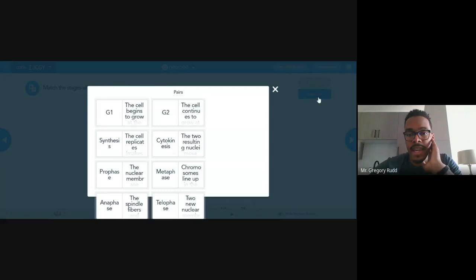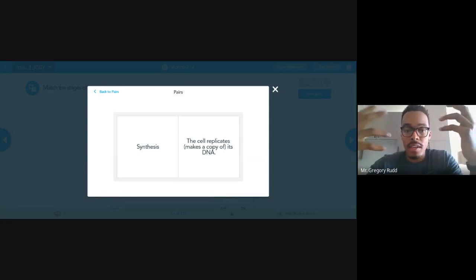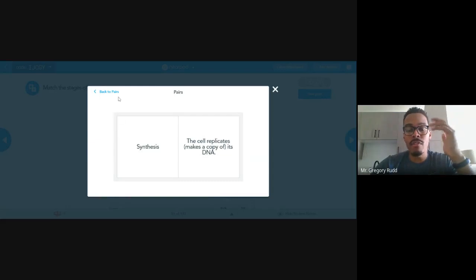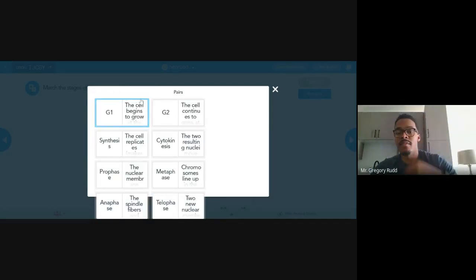So we had those 8 pairs. G1, the cell begins to grow at the beginning of interphase. After that, the cell goes to synthesis, in which it makes, remember, synthesis is to make something. So the cell is making a copy, in this case, of its DNA. Before it can divide, the cell has to replicate its DNA. Then it goes to G2. And again, we can think of the G's as standing for growth. The cell continues to grow, but this time, this is the end of interphase.